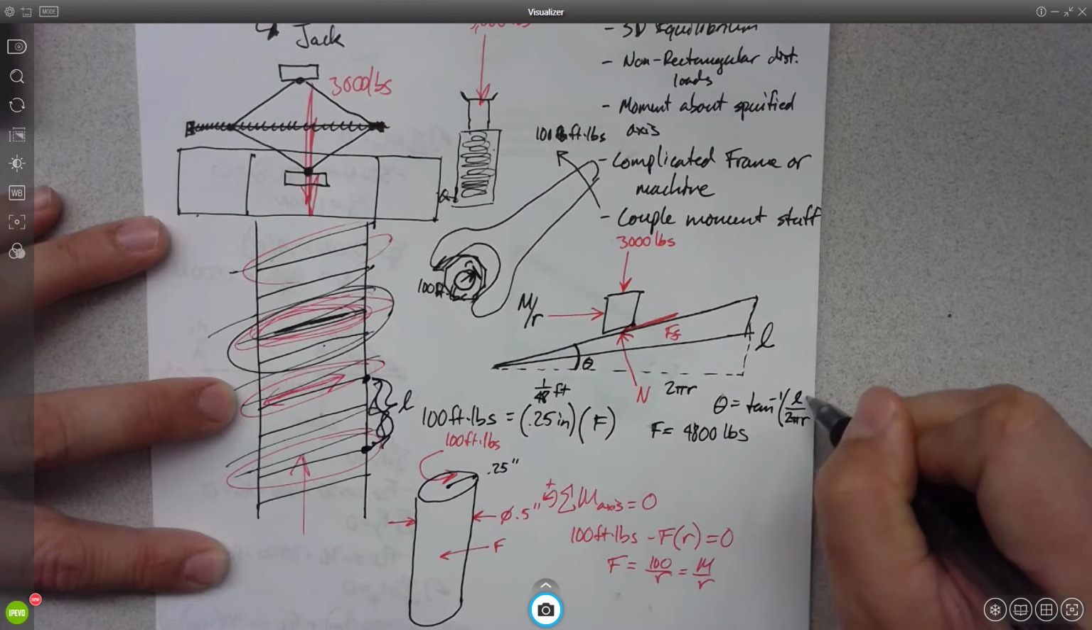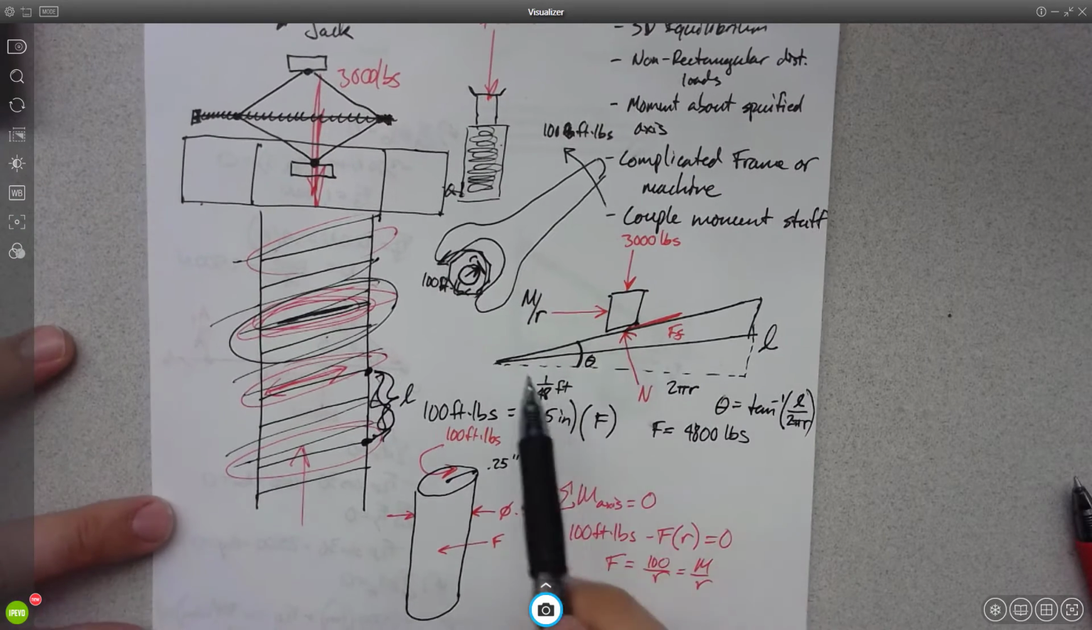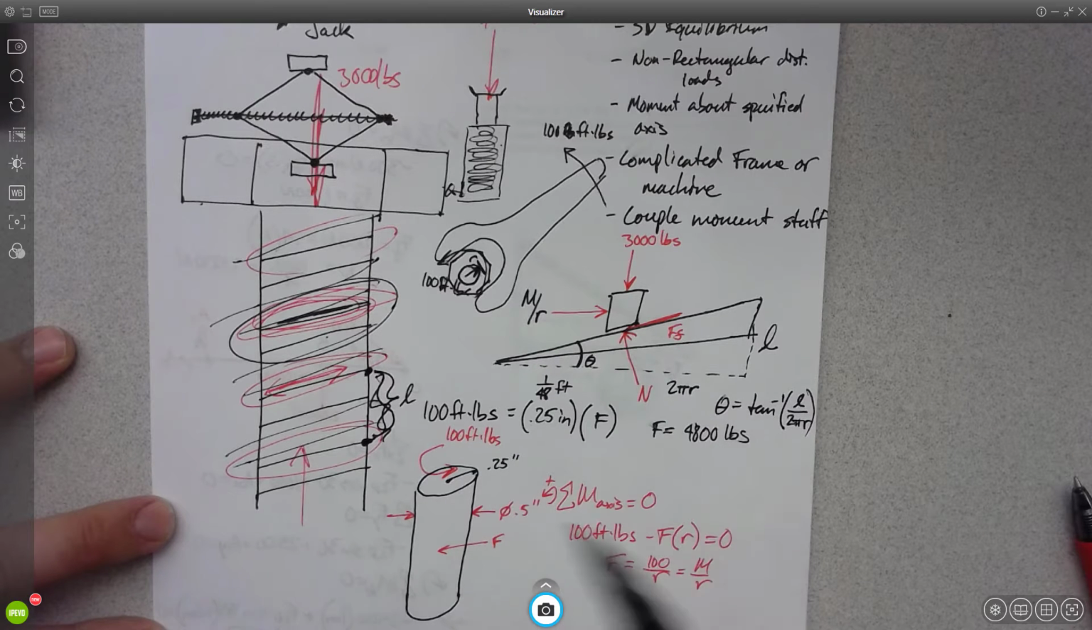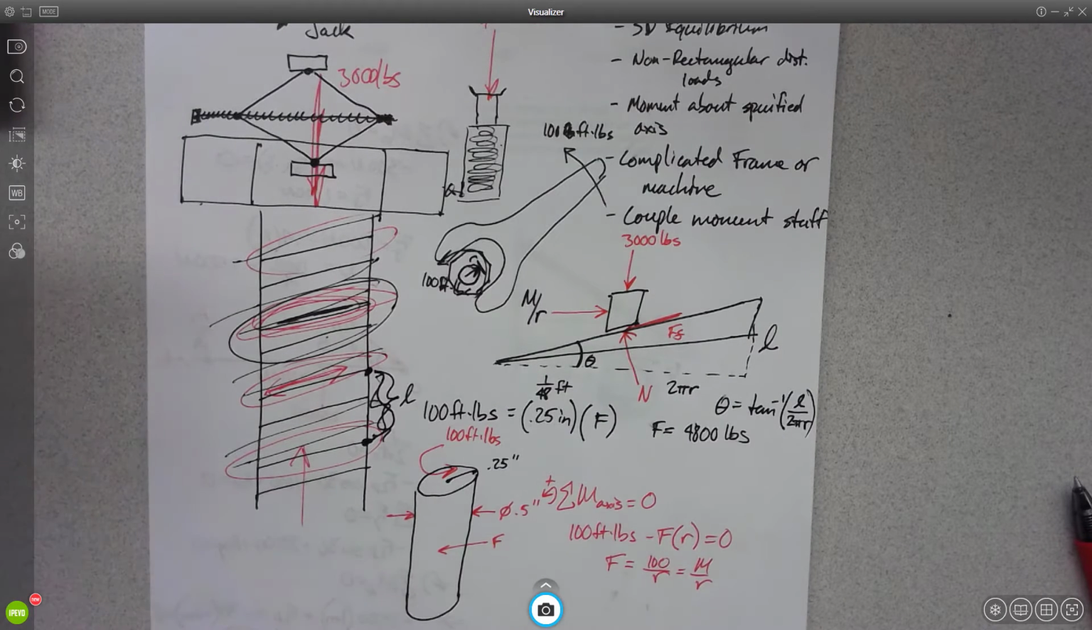Over 2 pi r. Okay? So a screw is really just a wedge that's wrapped around a cylinder. Maybe that's a better way to approach it. Rather than saying, let's start at a screw and work our way back to how it's a wedge, let's start at a wedge and say we take a wedge and we wrap it around a cylinder, and now we have a screw.